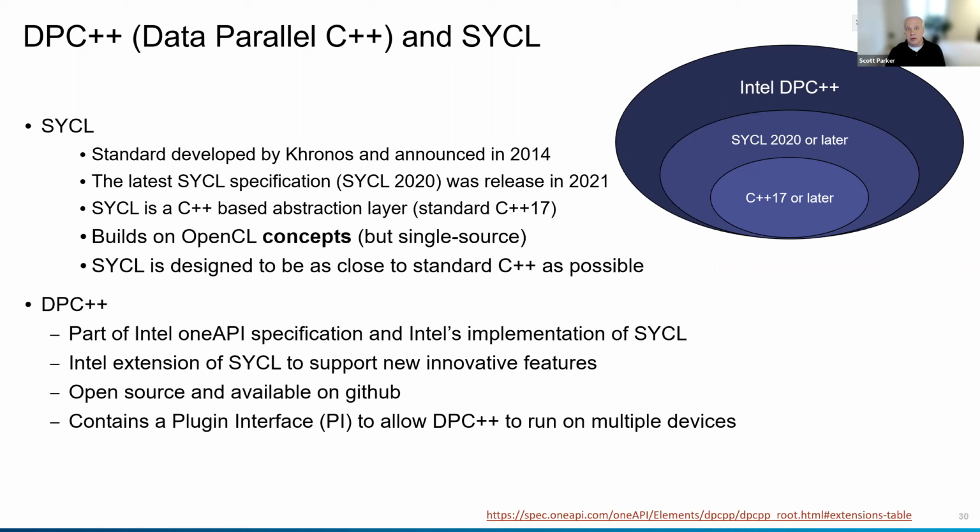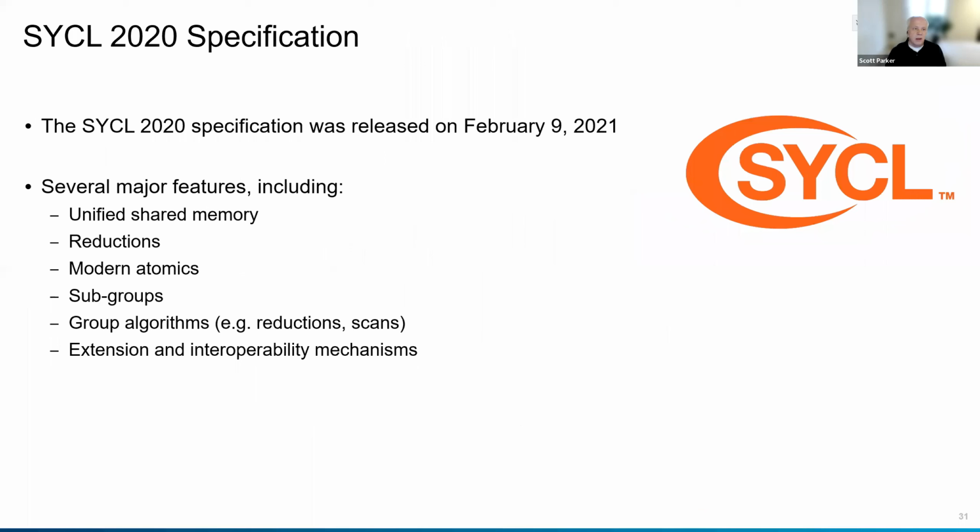Intel's DPC++ implementation is open source and available on GitHub. It also supports a plugin interface that allows DPC++ to run on multiple devices. I'll give you a little bit more on that in the next couple of slides. Next slide. This is talking about the changes in the most recent 2020 specification. They introduced several major features, including unified shared memory, reduction support, modern atomics, subgroups, and a number of other items. Next slide.